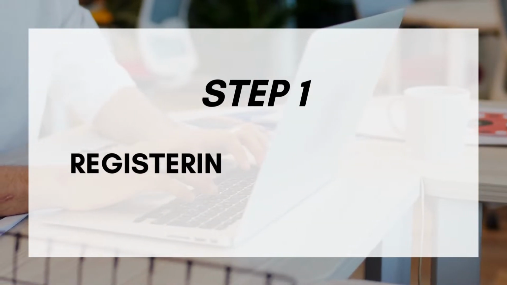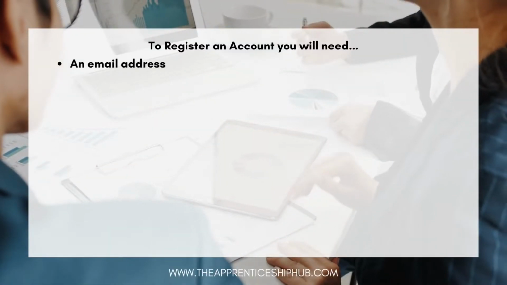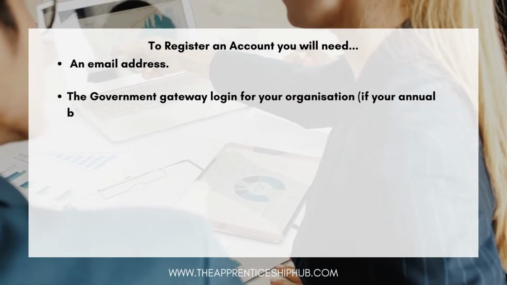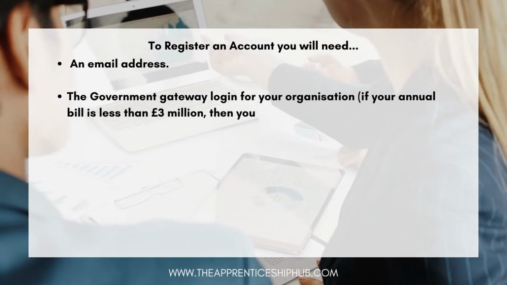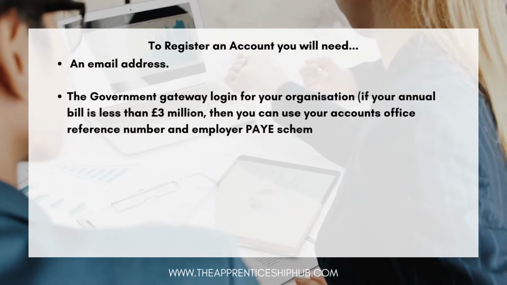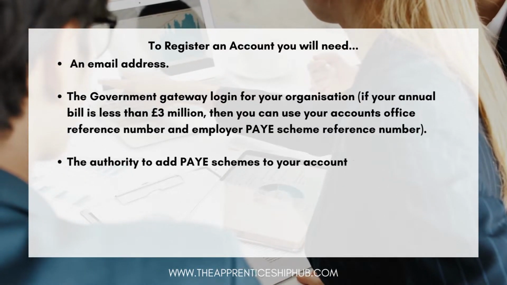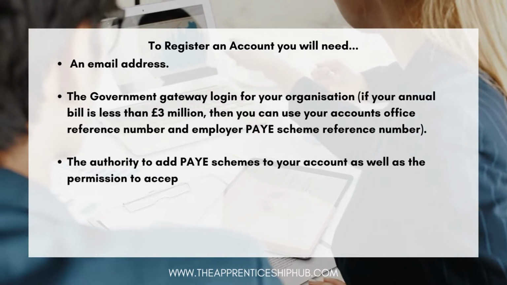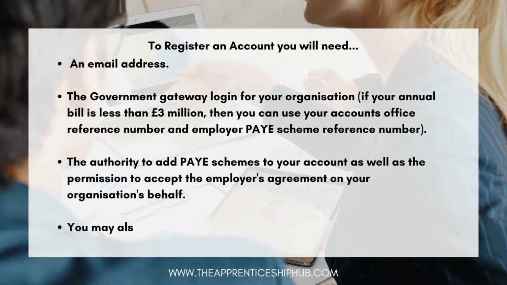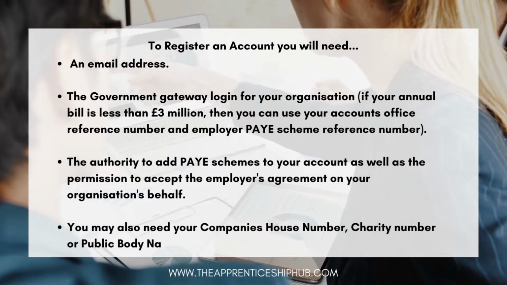To register an account, you will need an email address and the government gateway login for your organisation. If your annual bill is less than £3 million, then you can use your account's office reference number and employer payee scheme reference number. You will also need the authority to add payee schemes to your account, as well as the permission to accept the employer's agreement on your organisation's behalf. You may also need your company's house number, charity number, or public body name.